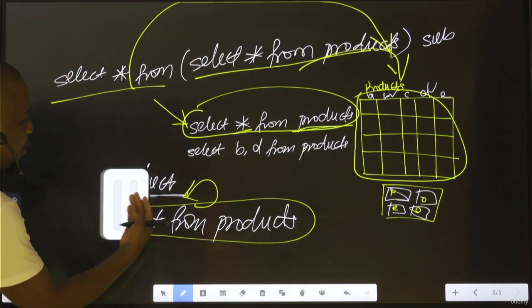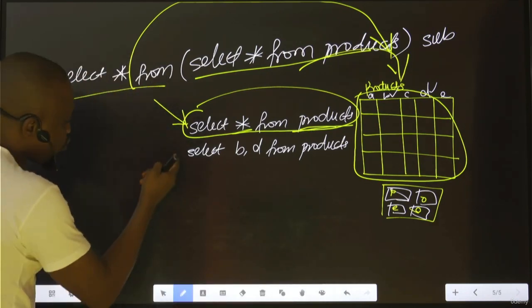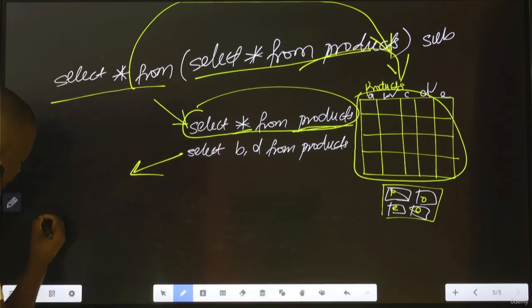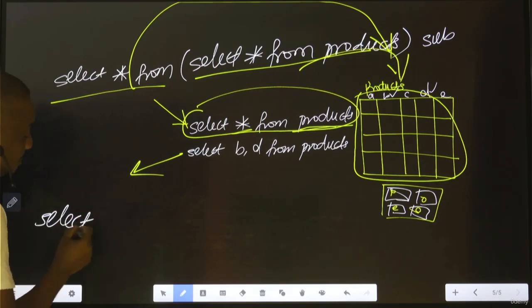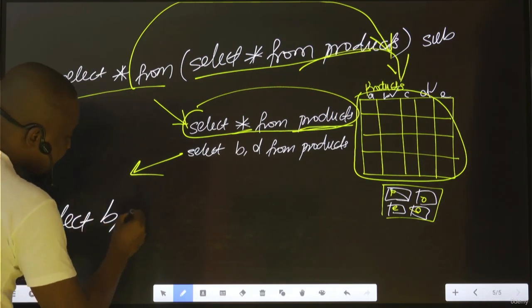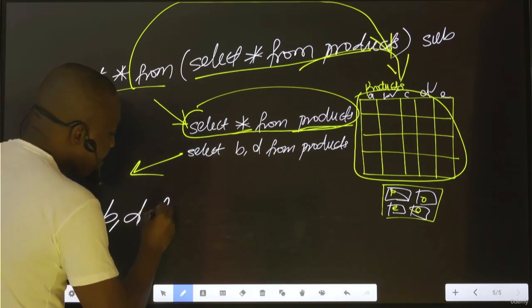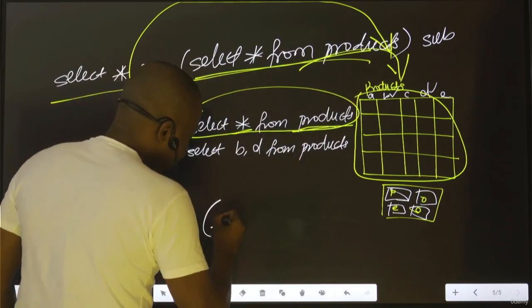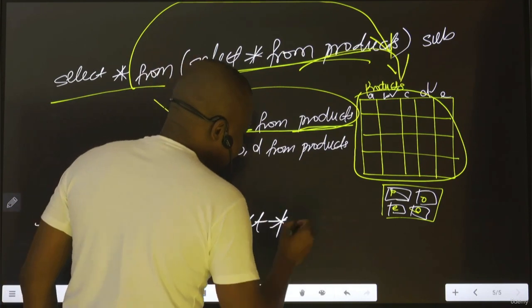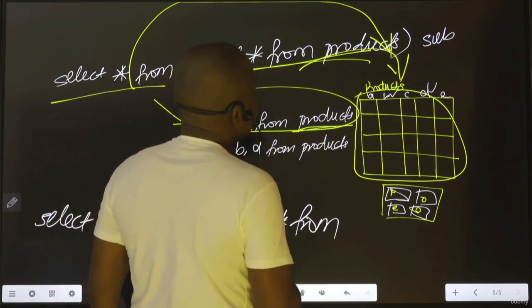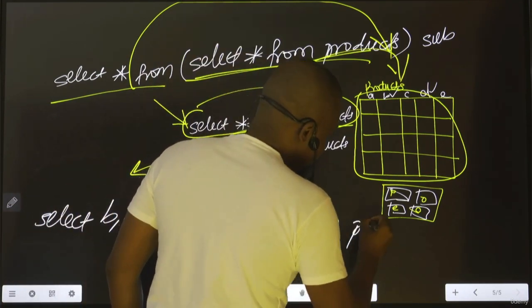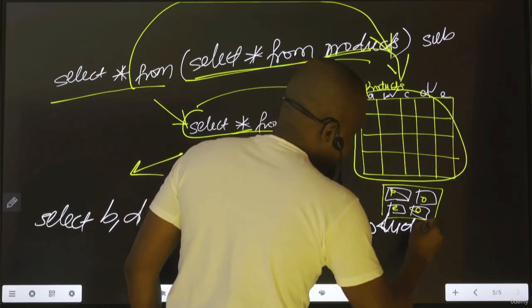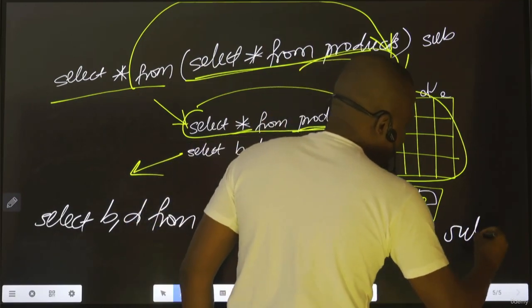Let's also apply that on this last one. How do we do select? Select B, select D, from, instead of product, I put this: select asterisk from product. Then I put, say, sub. You see?